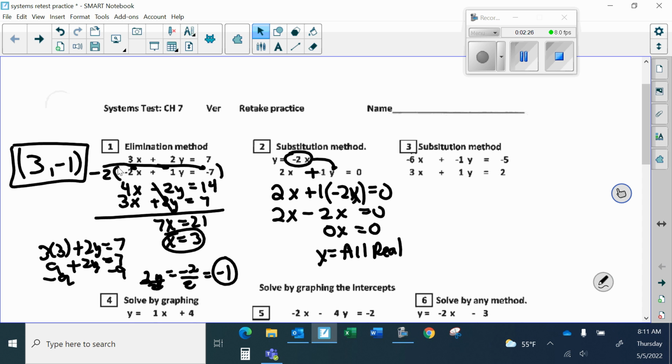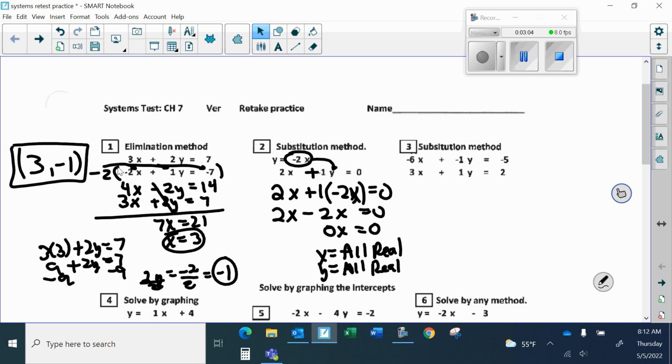Okay, which then makes y all real numbers. Which means that they are the same line. Okay. So if I solve that bottom equation, I get y equals -2x as well. They're the exact same line. All right. Substitution method. Now that may not come out like that on your retake, otherwise you'd solve it and get x equals some number, plug it back in, and get the y.